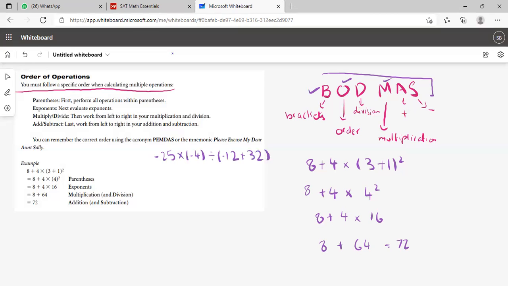Again, we'll simply solve the brackets first. This would be minus 25 into minus 4. This bracket was just because of this minus sign, okay? The divide would come as it is. We need to solve this bracket first. 20. Next step would be, can you tell me the next step?